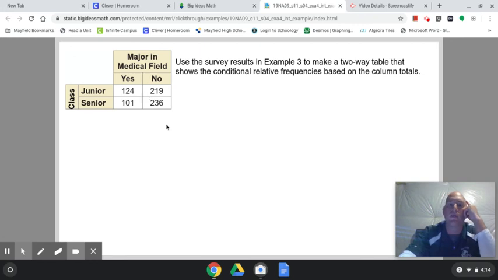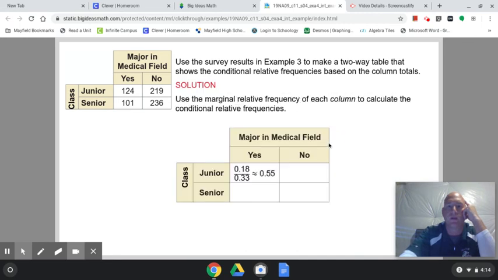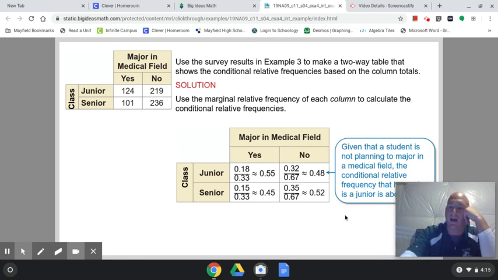I apologize. So now we have the same exact one we used before. But now we compare. See how it's the 0.18 divided by the 0.33? Remember, 33 was the total. So if I was just going to look at likelihoods, how many juniors said yes? 0.55. Seniors that were yes, 0.45. Juniors that said no, 0.48. Seniors that, let me click to. So you see how sometimes it's easier to read it.